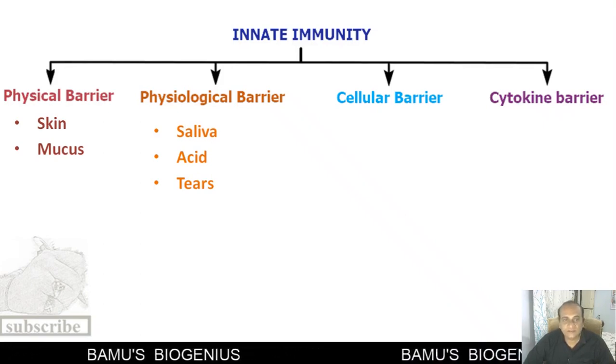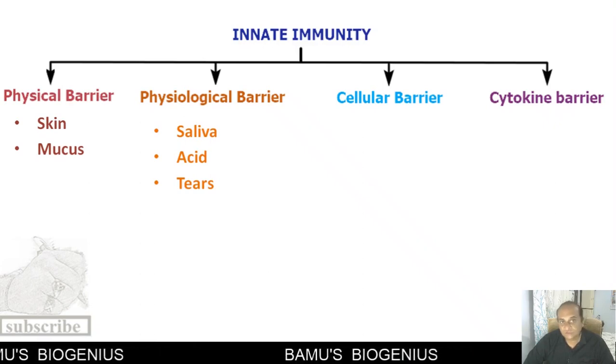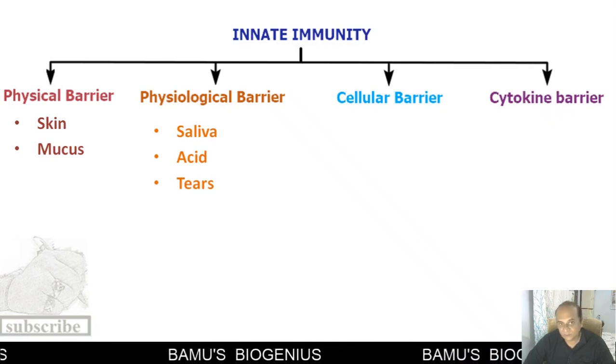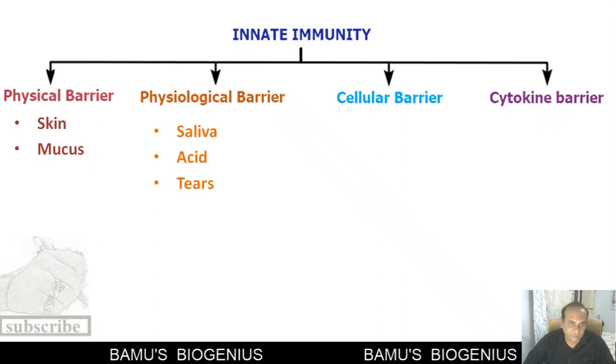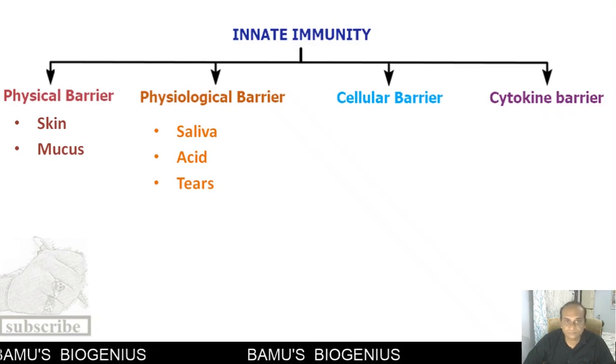This saliva contains various types of chemicals. One of them, as we discussed in the last slide, is lysozyme. Lysozyme is an enzyme responsible for hydrolyzing the peptidoglycan present on the bacterial membrane. Because of that, the bacteria get killed. So this is how saliva acts as a barrier against these microbes.